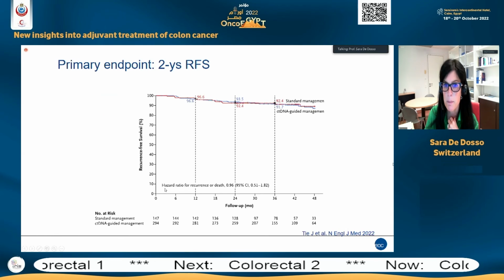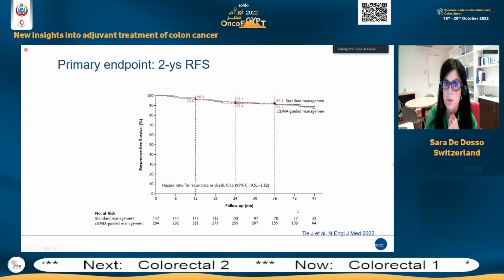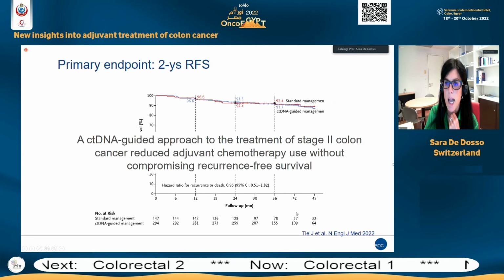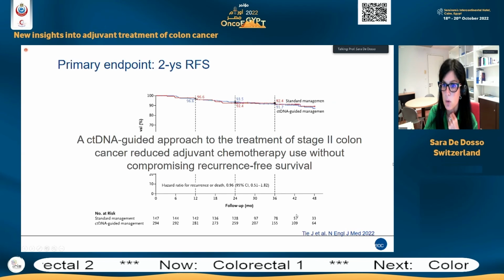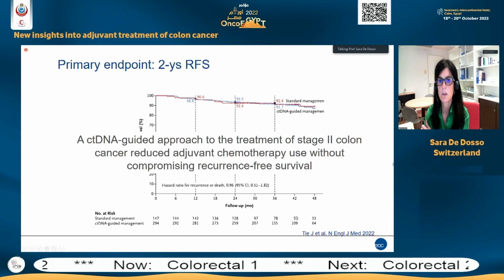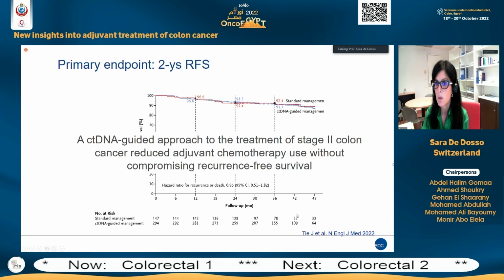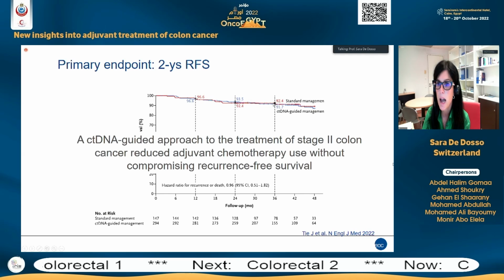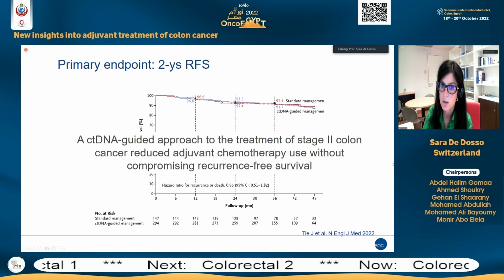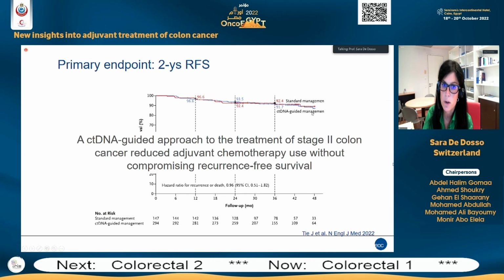And concerning the primary endpoint, you can see the recurrence-free survival curves, and it is pretty clear that a ctDNA-guided approach to the treatment of stage 2 colon cancer can reduce the use of adjuvant chemotherapy without compromising recurrence-free survival. You can see that there is no statistically significant difference between the two curves.